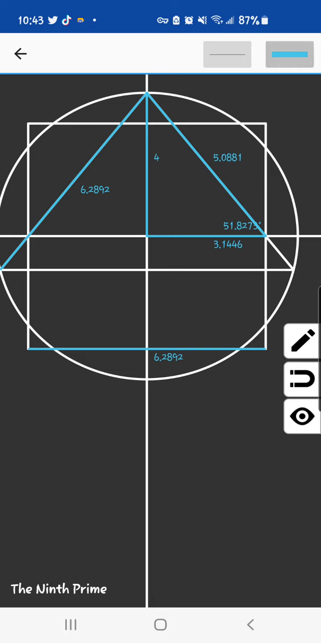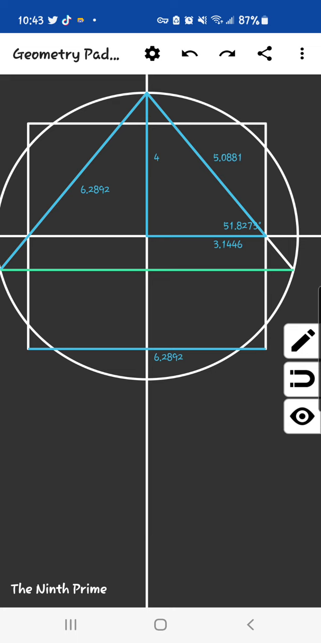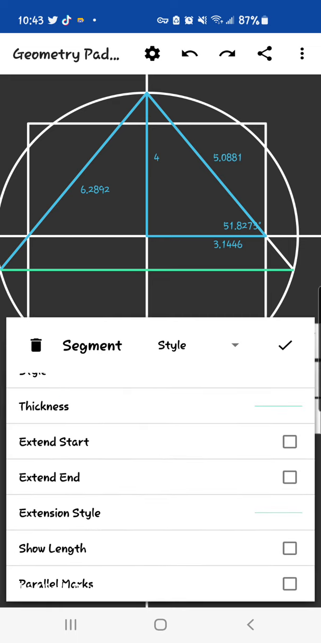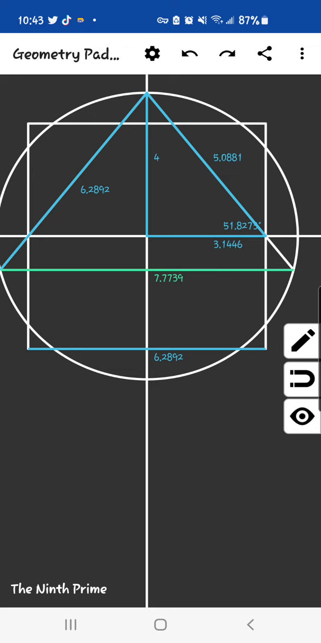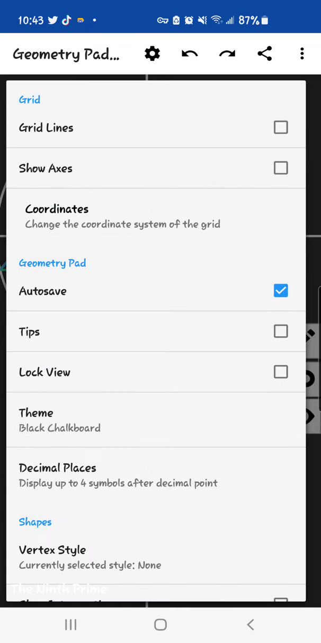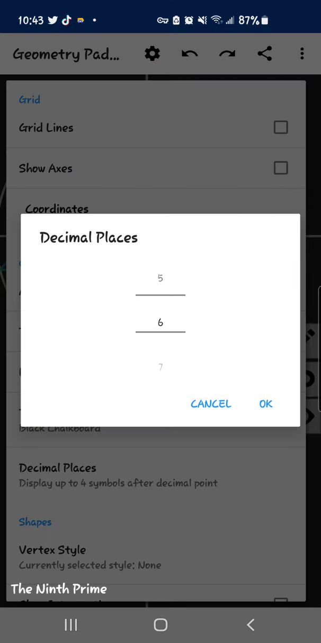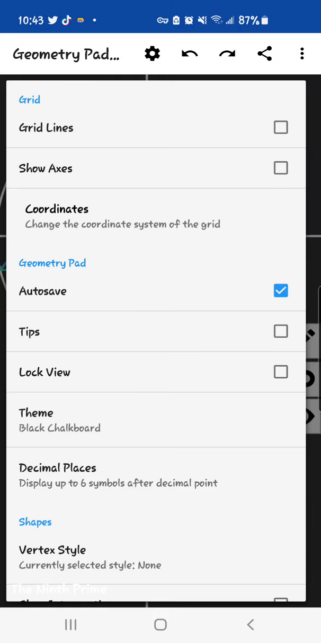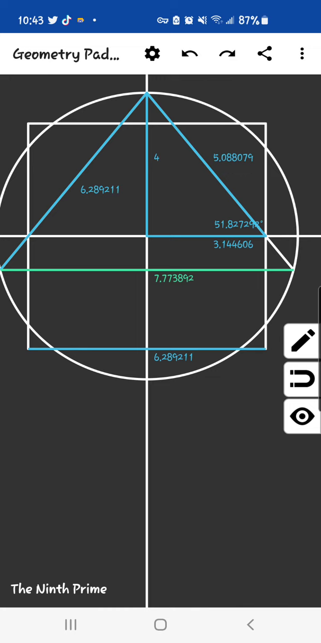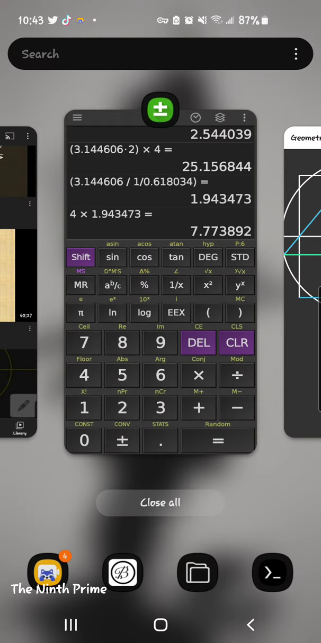So if I take the green color of revelations, and then I show the length, 7.7739. I can add up the decimals so we can see clearly 7.773892, 7.773892.